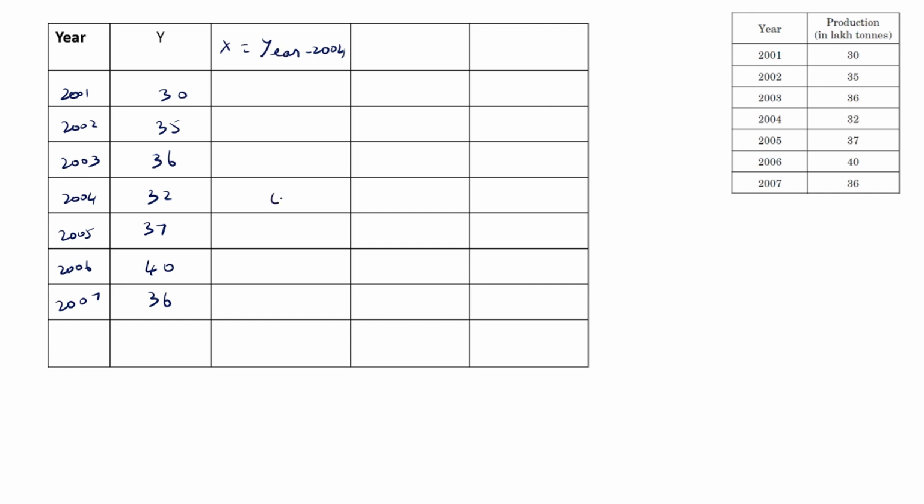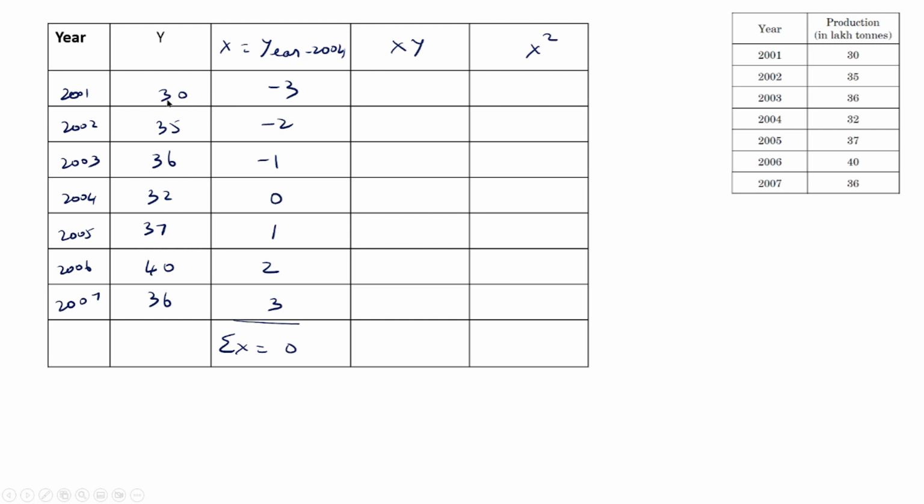So here x will be 0. Here x will be 2003 minus 2004, minus 1. Here minus 2, minus 3. Then here we will have 2005 minus 2004, 1. Then 2, then 3. As a result, we will have summation x equal to 0. Next, we have xy and then x square.